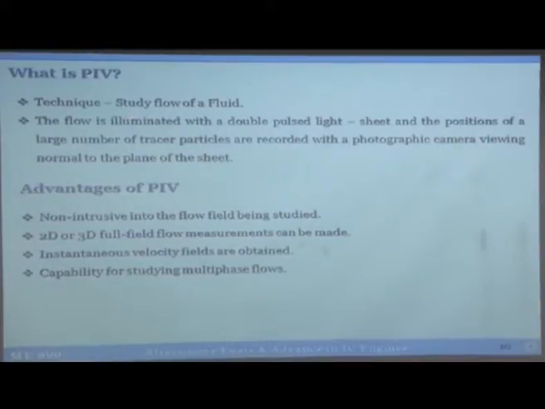PIV is used for very important investigations inside IC engines. So, what is a PIV? PIV is a technique which studies the flow of fluids, in this particular case inside internal combustion engines. And how do you do it? The flow is illuminated with a double pulse light sheet and the positions of a large number of tracer particles are recorded with a photographic camera viewing normal to the plane. Very simple technique. What you are doing is you make a laser sheet.